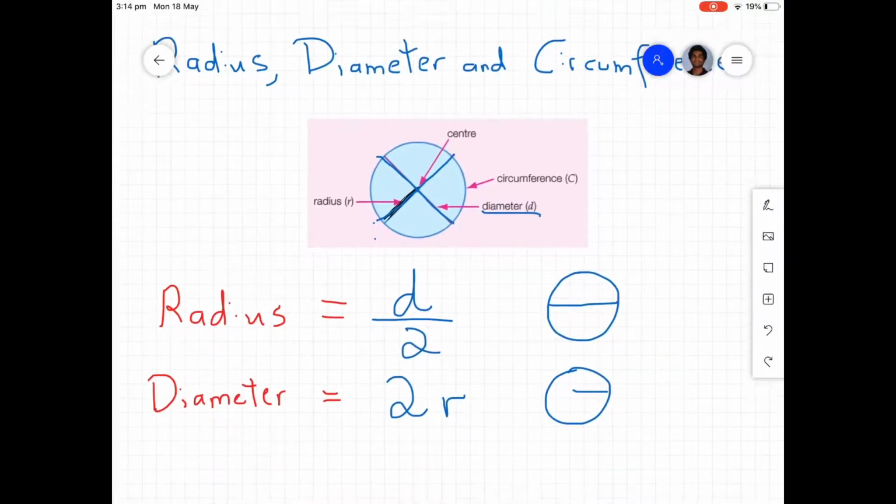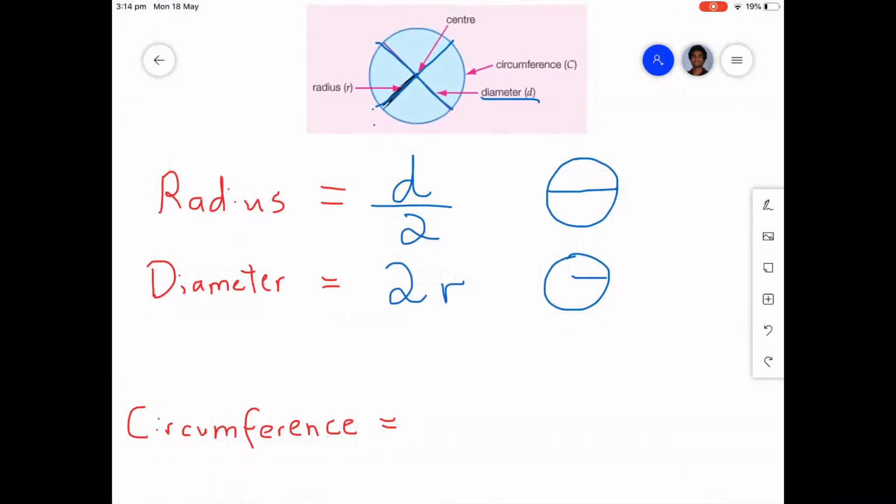Now looking at the circumference. The circumference is just a fancy word for the perimeter of a circle, so the outside distance around a circle. And this is when we introduce that number pi. Now the formula for the circumference once again depends on whether you have a diameter or a radius.